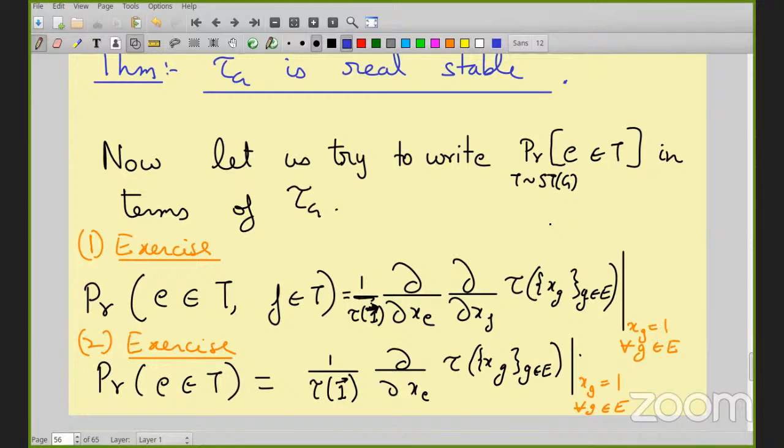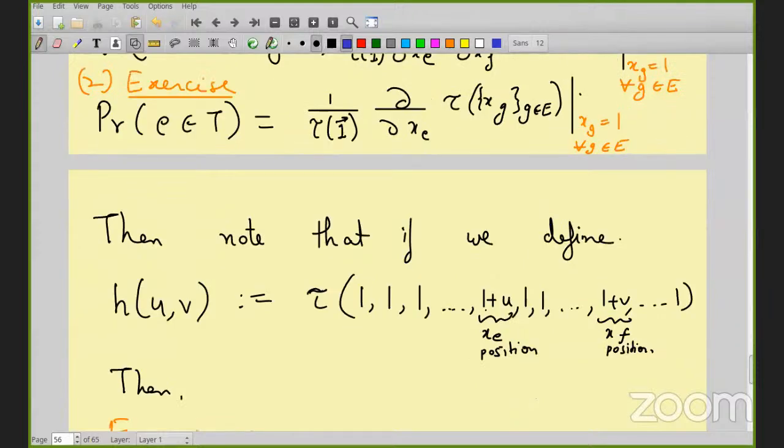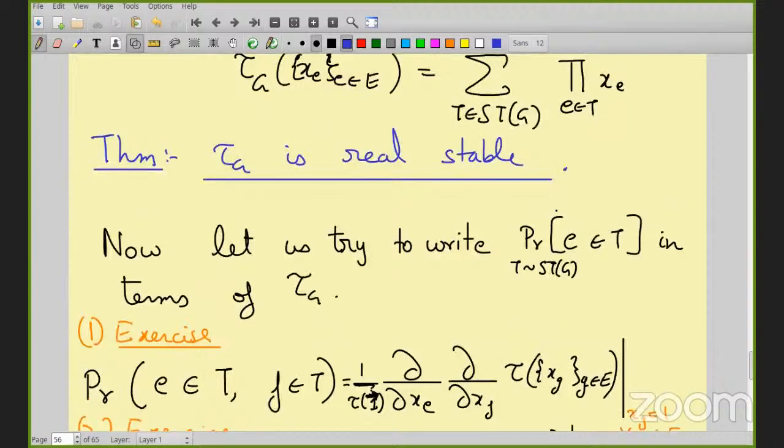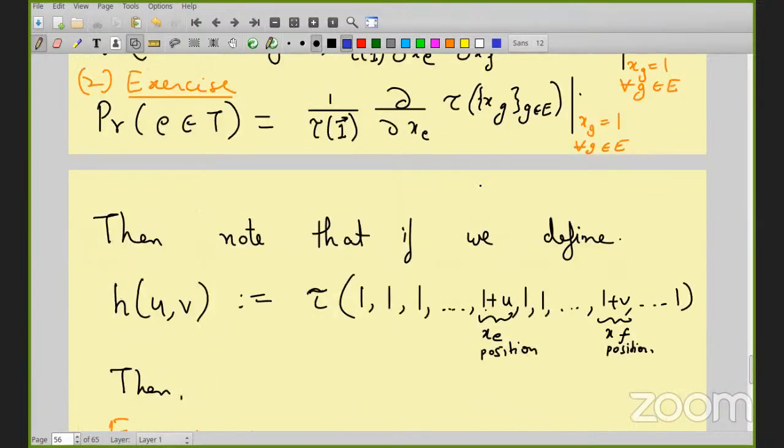Yes. Okay. So now we will look at a bivariate polynomial that is coming. I'm assuming all this while that tau G is real stable. Now we look at this bivariate polynomial, which is the following. I put ones at all the positions except I have two variables u and v, and what I do is that at the xe position I put 1 plus u, and at the xf position I put 1 plus v.